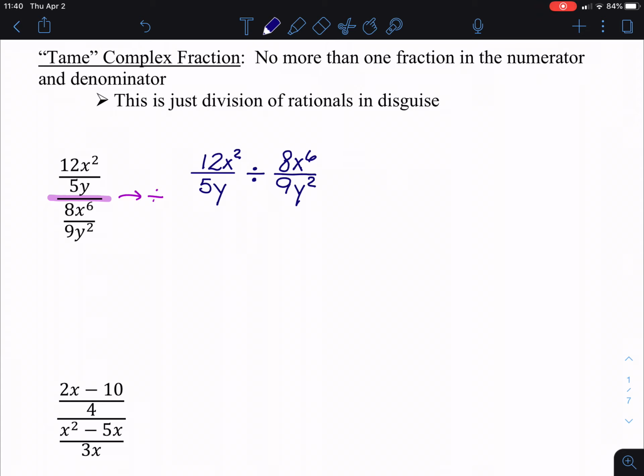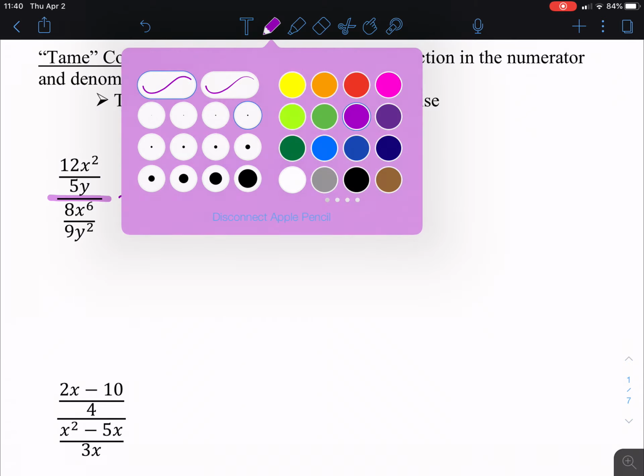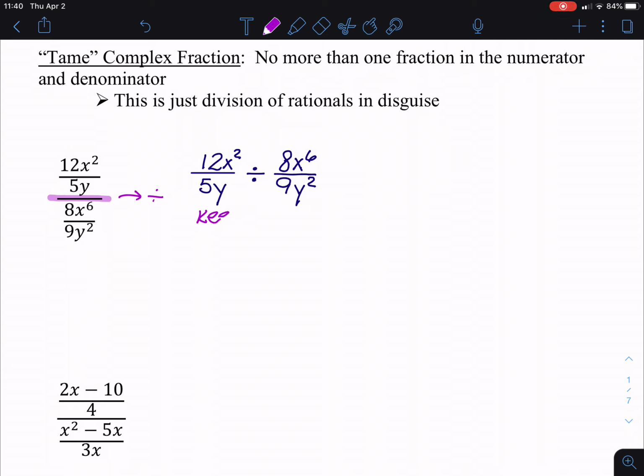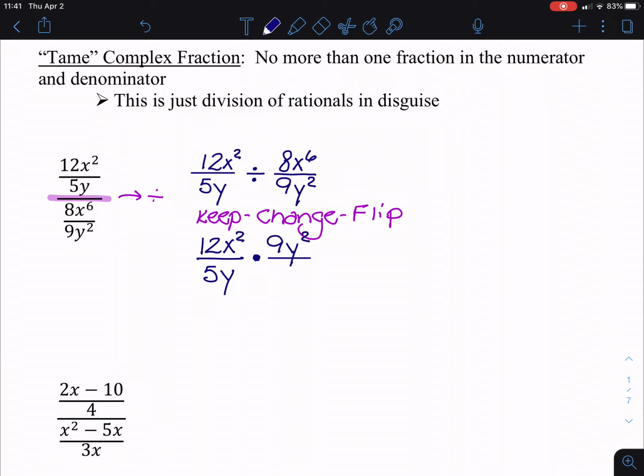Now that it's just a rational division problem, okay, I'm going to follow my keep, change, flip. Okay. So remember that from our last lesson. So keep, change, and flip. Okay. And that's going to mean that I'm going to take my 12x squared over 5y, write it exactly the same, change from division to multiplication, and then flip my second rational. So 9y squared over 8x to the 6th.